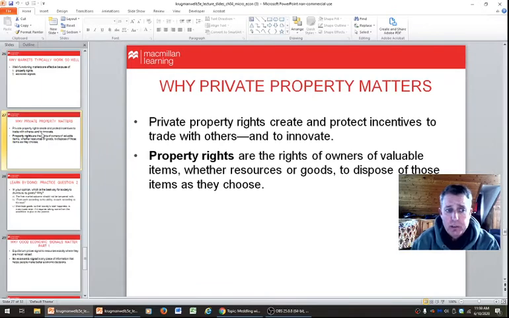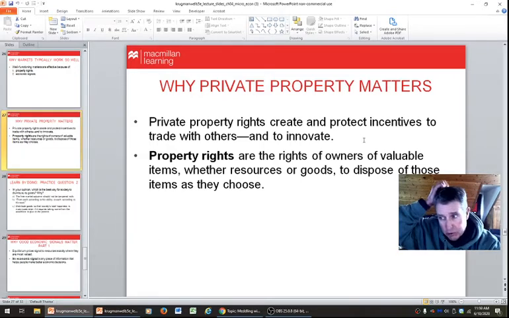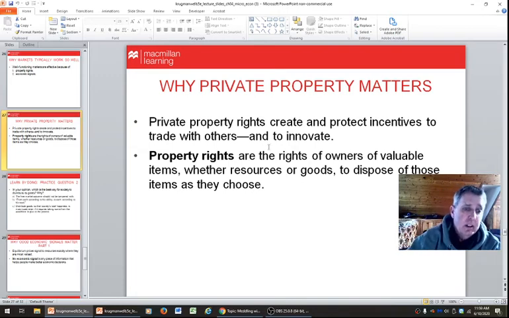Freedom. Private property rights create and protect incentives to trade with others and to innovate. I own what I create, right? The rights of owners of valuable items, whether resources or goods, to dispose of those items as they choose.